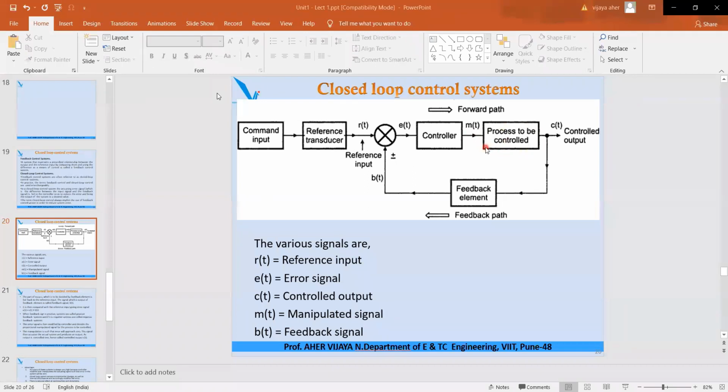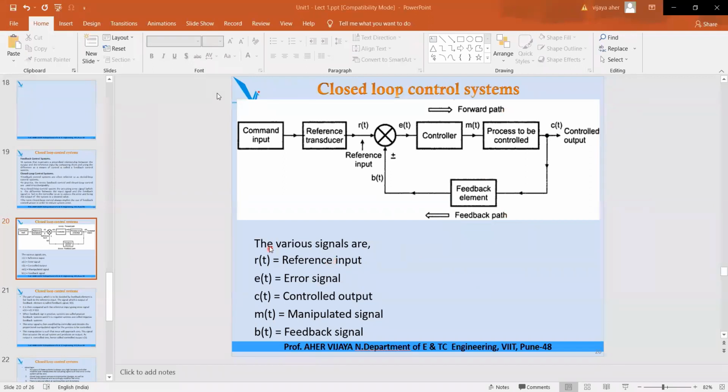This is the process which is to be controlled, and the output of this process comes to the desired value. This CT is nothing but the controlled output. As feedback is taken, that means a sample of the output is taken and fed back to the input side through this feedback element. This is the feedback path to the input side, to the error detector or comparator, and hence the system is called a closed loop control system. So this is the forward path and this one is the feedback path.